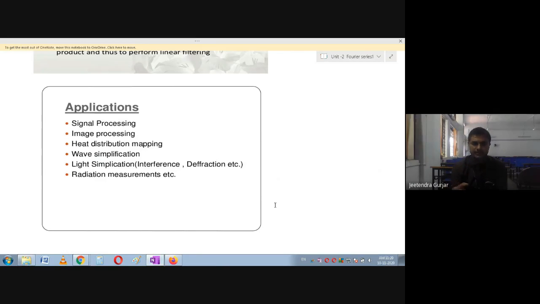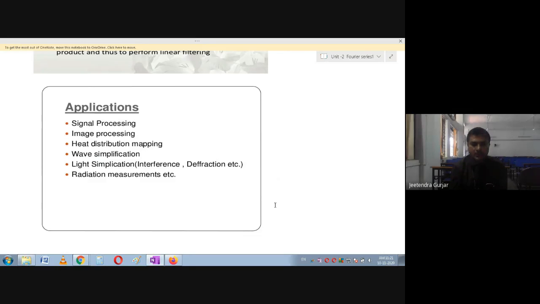It will be delayed. Similarly, we have image processing. When you send an image, yes, you are using WhatsApp and everything, you are sending images, right? To this process, we use Fourier series. And the next important one is heat distribution mapping. Yes, ACs are there, heaters are there, coolers are there. Everywhere this is mapped. It is distributed properly and mapped. So heat distribution mapping is done by using Fourier series.